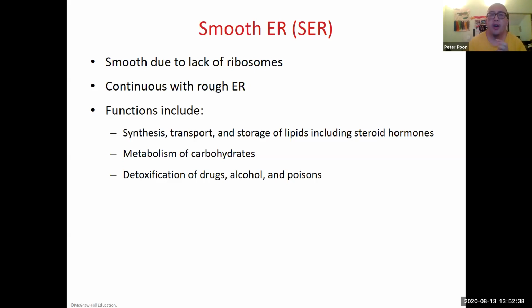So smooth ER function: synthesis, transport, and storage of lipids, which includes steroid hormones, metabolism of carbohydrates, and detox of drugs, alcohol, and poisons.